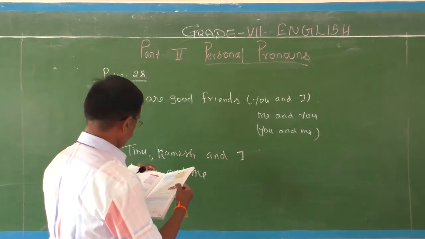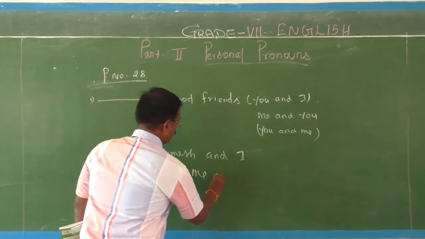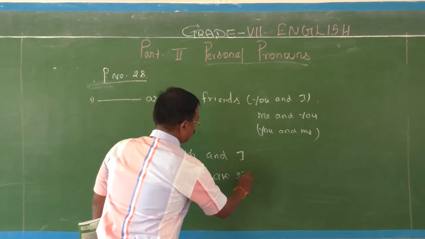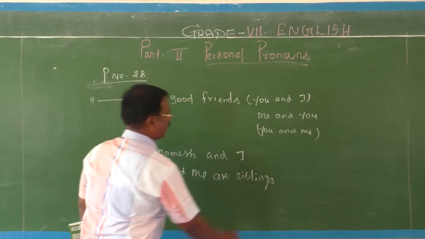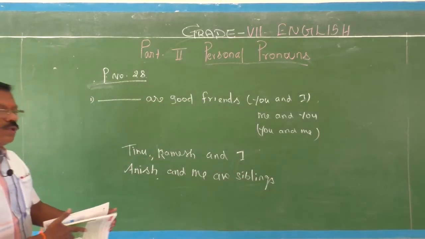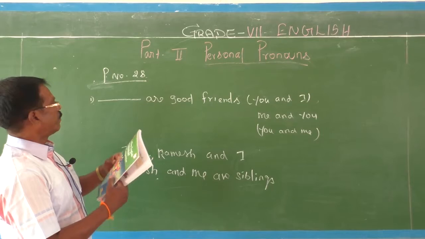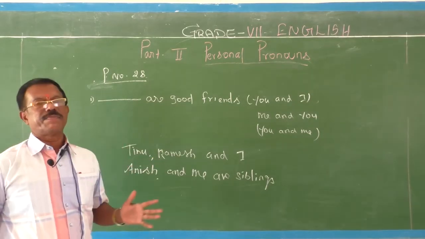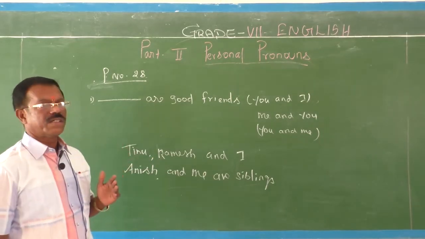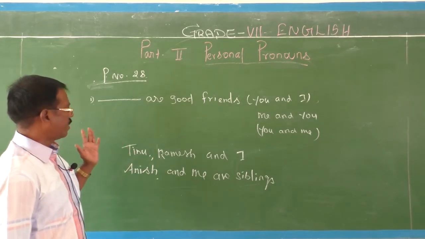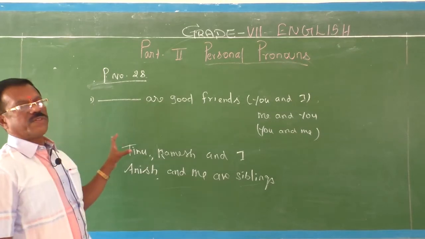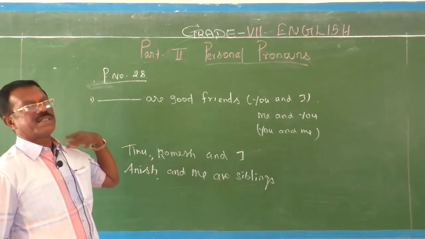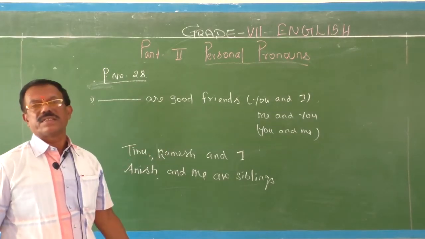Anish and I are siblings. In this way you have to frame sentences. When you use all the personal pronouns, first person, second person, and third person, in the same sentence, you have to follow the same order. Third person should come first, second person should come second, and first person comes last.